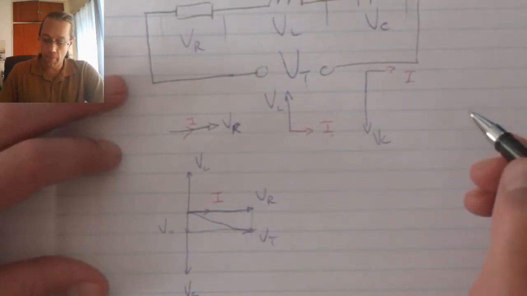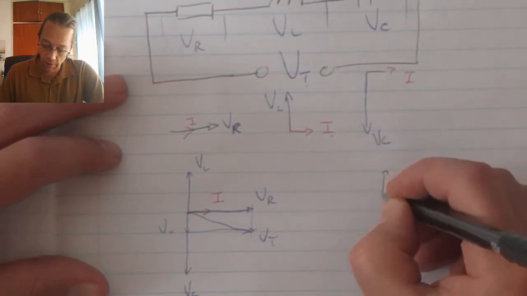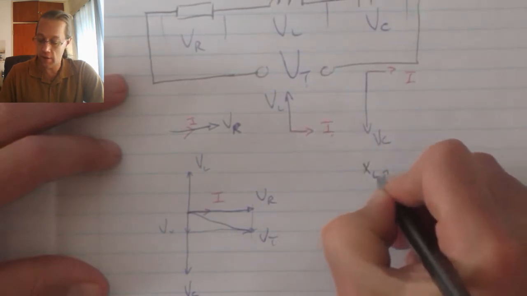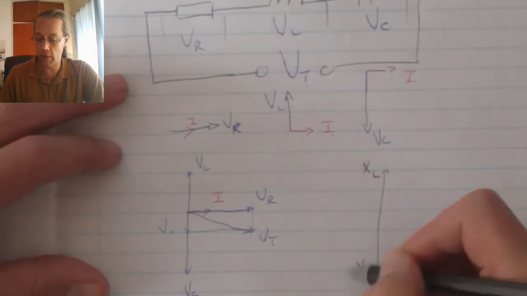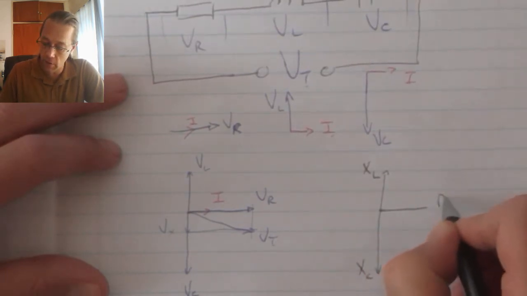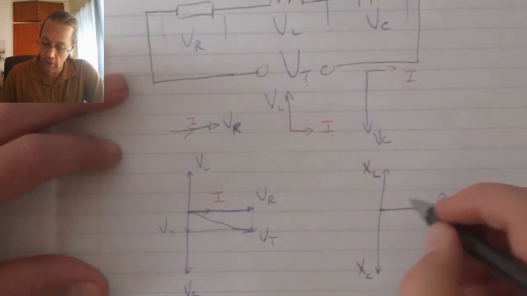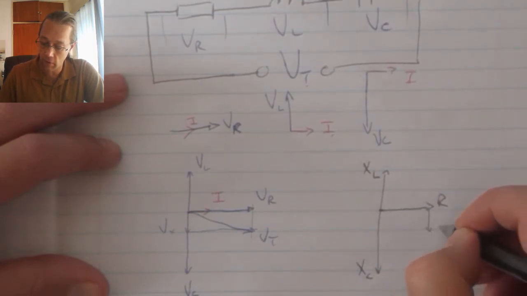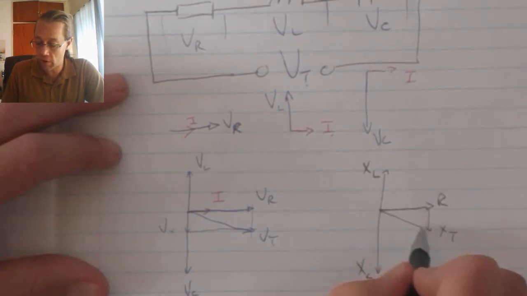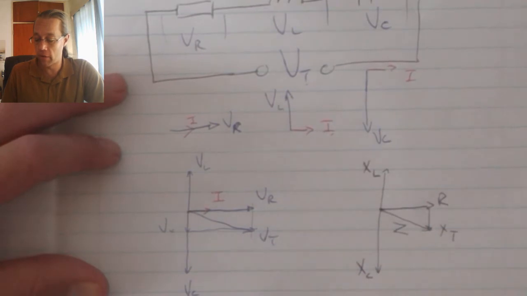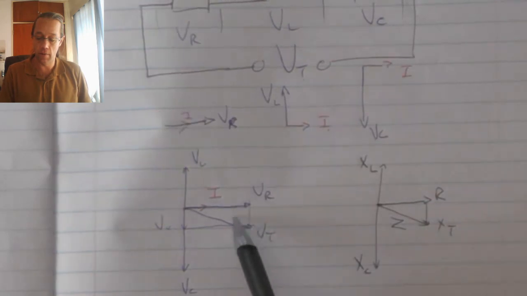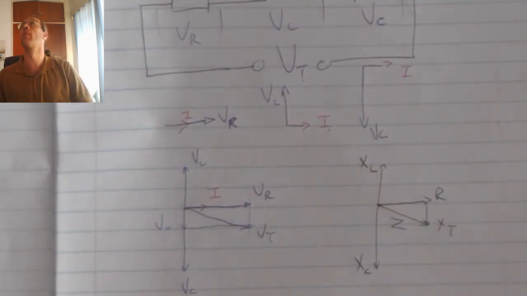When comparing the impedance graphs, see XC underneath, XL, we see capacitive reactance underneath, inductive reactance on top, we see the resistance towards the right, and we see the total reactance over there, and we see the total impedance on the diagonal over there. We will find that this angle is the same as that angle over there.